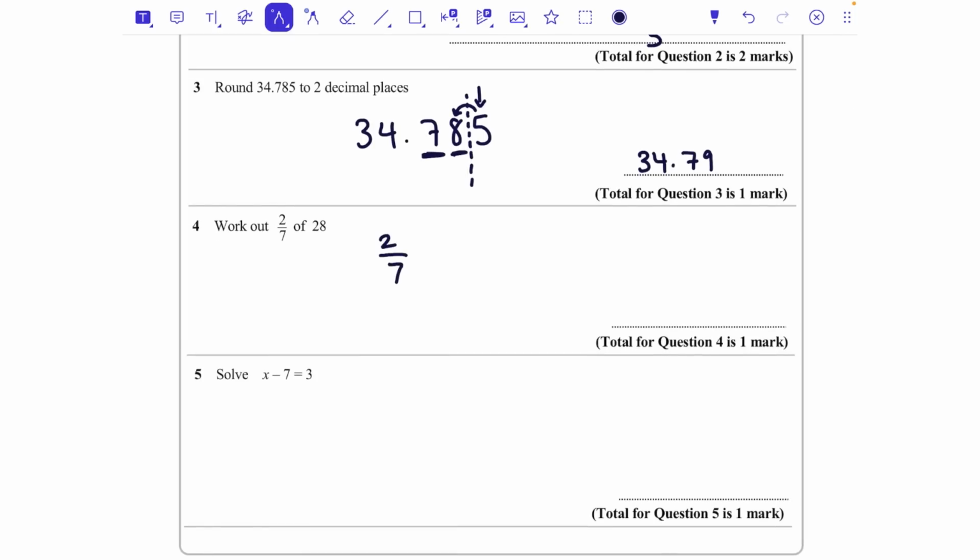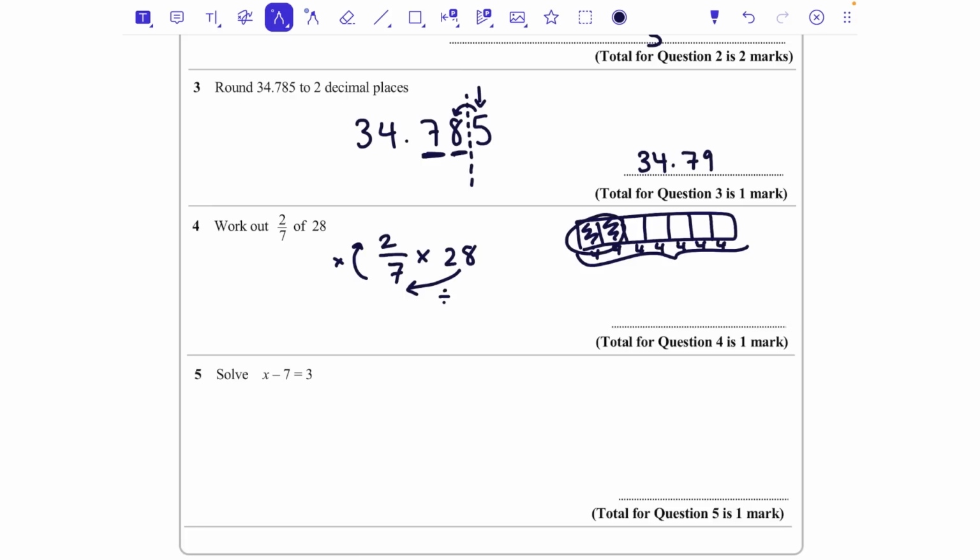Question number 4, work out 2/7 of 28. Now you have a calculator, so you can just type this in your calculator. Or remember that when we do a fraction of a number, we divide by the bottom and then take that answer and multiply it by the top. If you want 2/7 of a number, you are splitting the number into 7 equal parts and then saying, I want 2 of them. So 28 divided by 7 is 4. So each of these sections would be worth 4. And then you want 2/7, so you want 2 of those sections. 4 times 2 is 8.